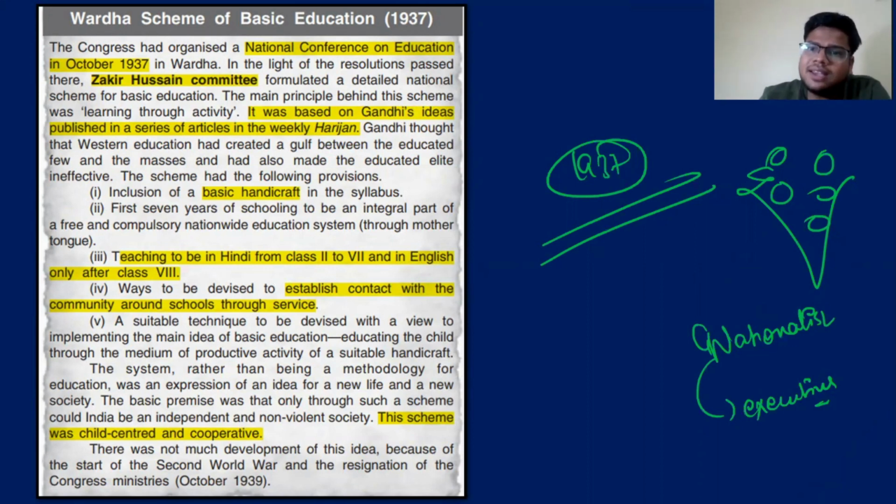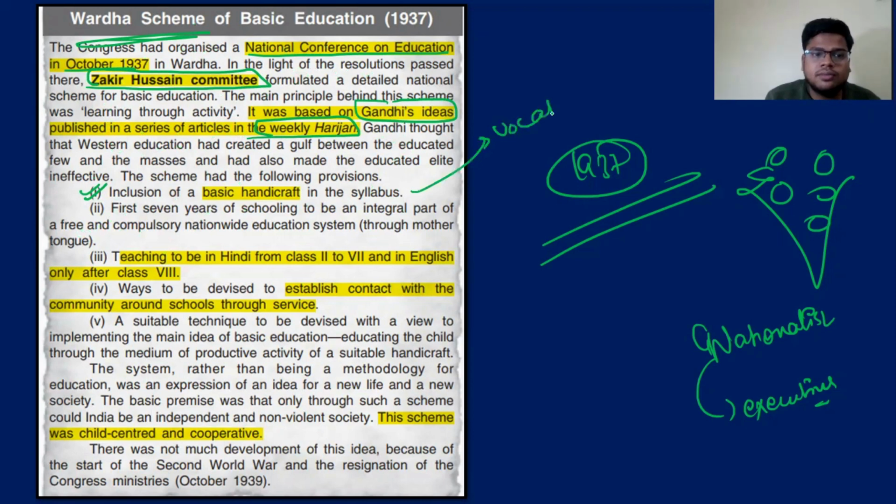So the idea is that when they are having such nationalist thinking, they will come up with their own scheme. So this is known as the Vardha scheme. So Congress organized a national conference on education. In the light of that, a committee has been formed, that is the Zakir Hussain committee. It was based upon the Gandhian ideas which were released in his article in The Harijan, and it has the following provisions: some basic handicraft needs to be taught. So some vocational component is given.